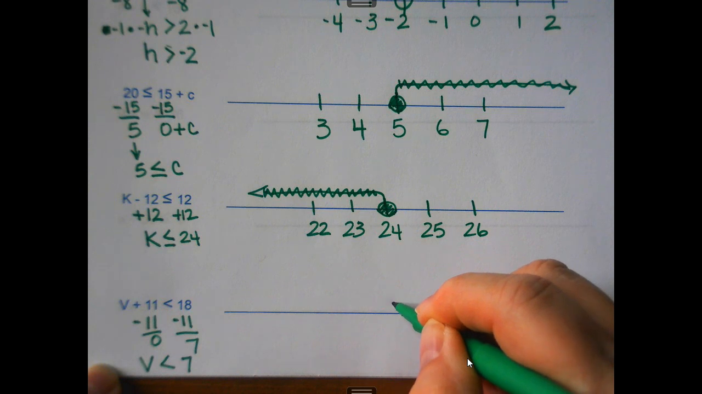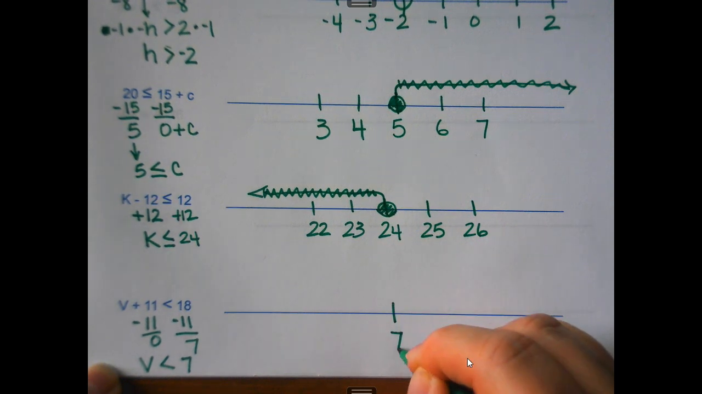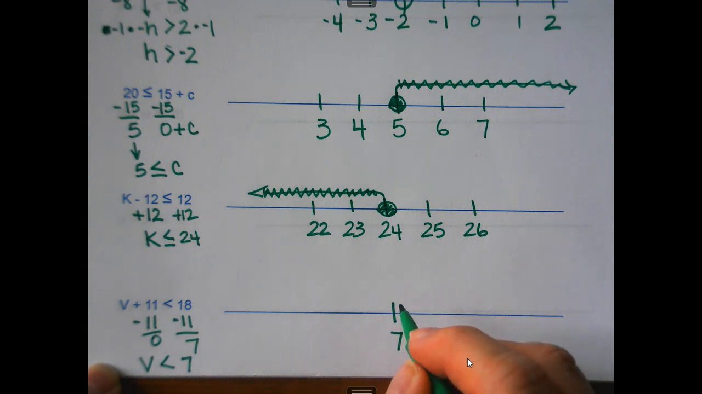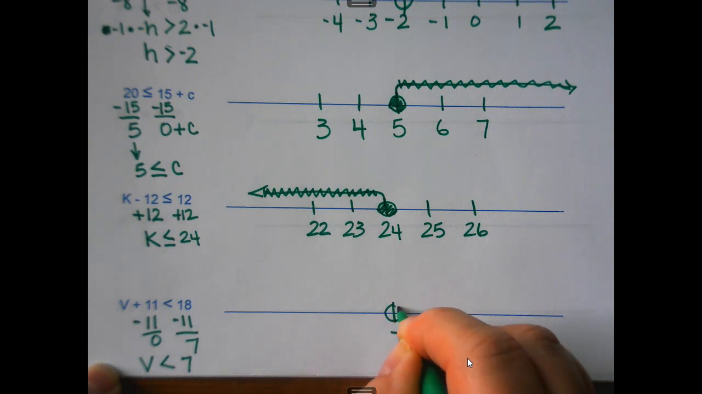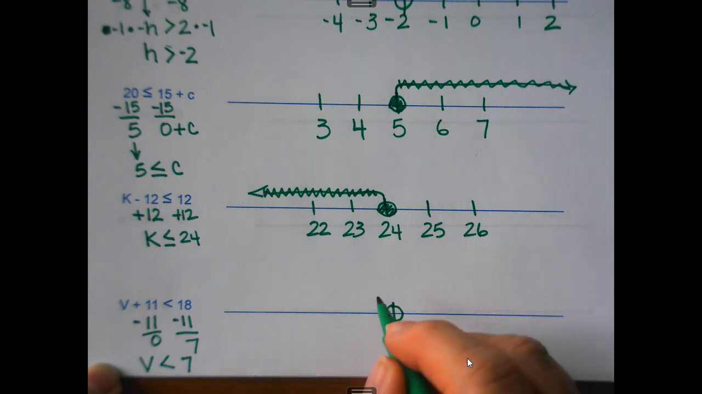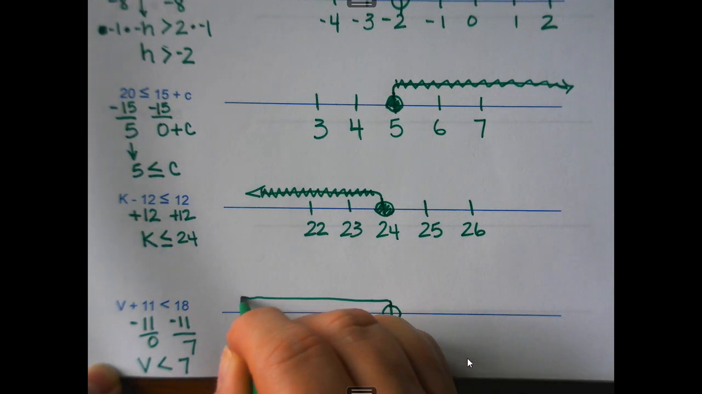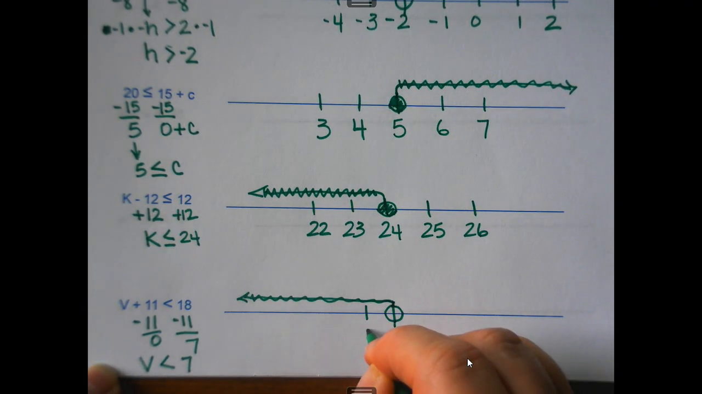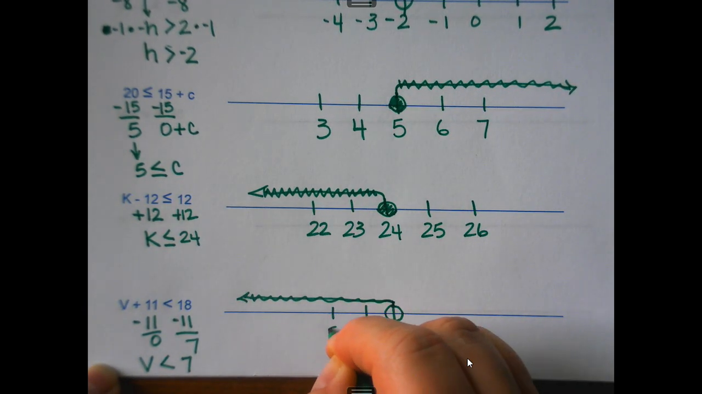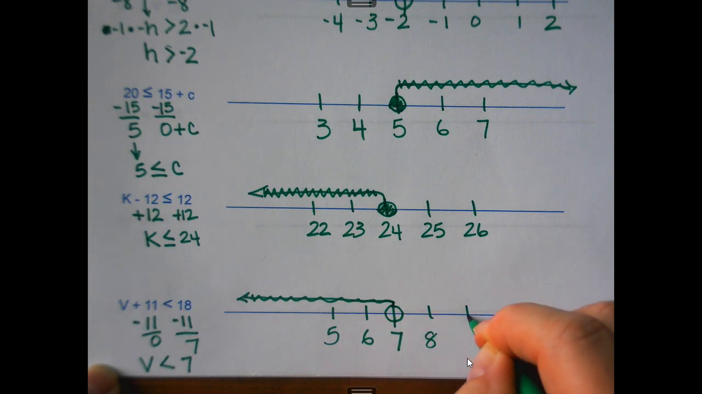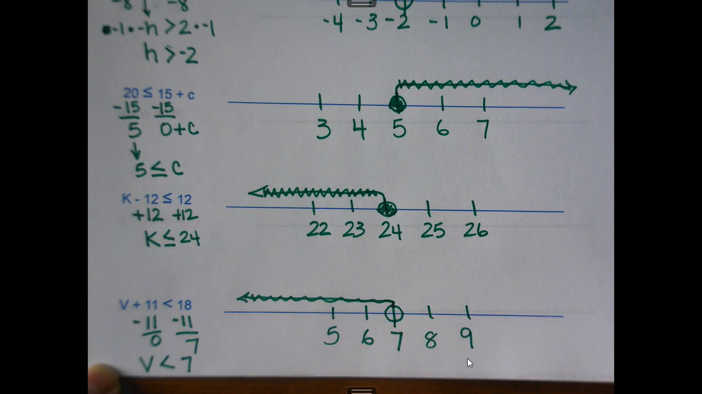So I'm going to, again, pick a place. You don't have to pick the same place I do, just pick a place. And we are going to leave it open because there's no equal to part to this symbol. So V is less than 7. So I'm going to go this way. And again, I'm going to put a couple of numbers on here just so that I have a reference for where 7 falls in my number system.